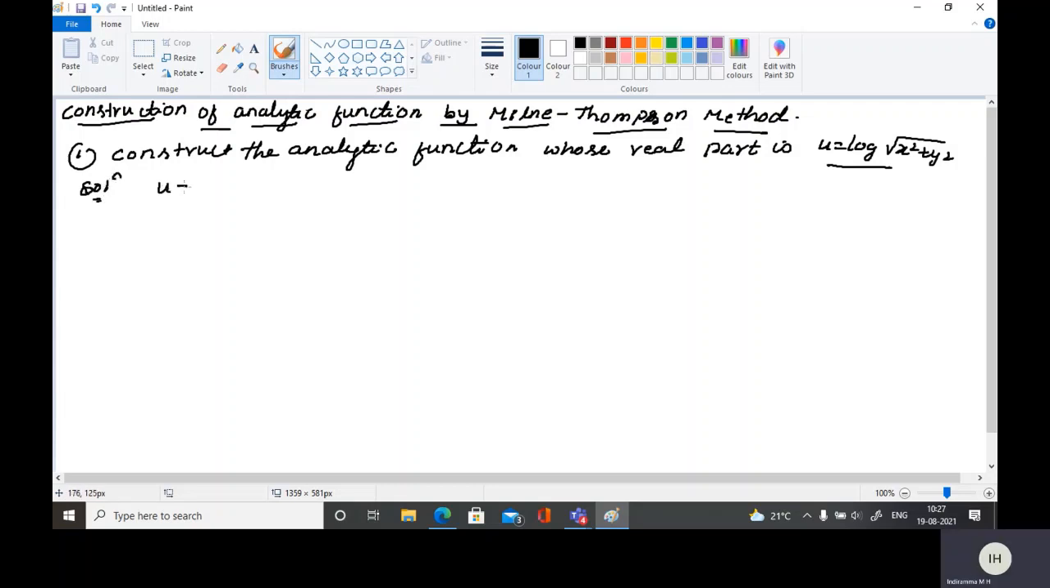Step 1, consider the given function u is equal to log of root of x square plus y square. Before going to step 2, I will simplify this to make it simple for the further steps. So log of the square root of x square plus y square, I will write it as power 1 by 2. Take 1 by 2 out by using the logarithmic property, log m power n is n log m. 1 by 2 log of x square plus y square. So this is our u.